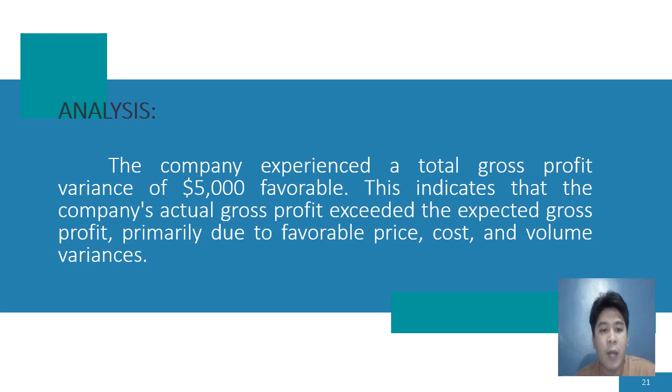If we're going to analyze, the company gets a 5,000 pesos gross profit variance which is favorable. This indicates the company's actual gross profit exceeded the expected gross profit primarily because of the price, cost, and volume variances which are all favorable.